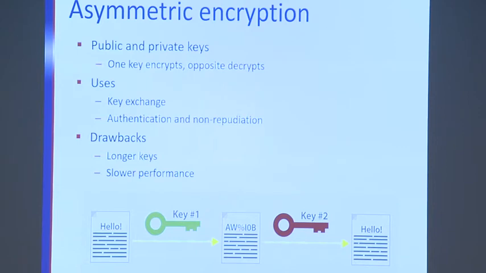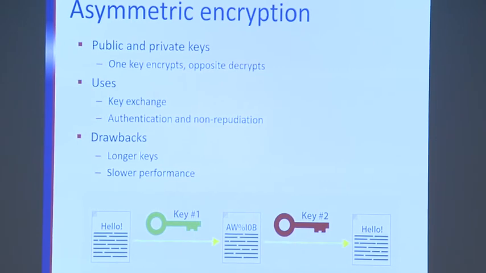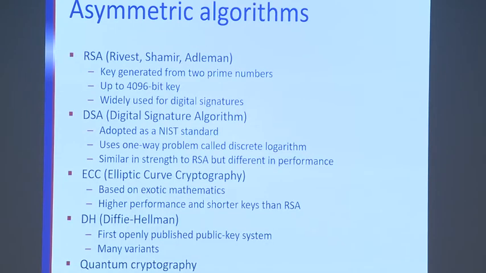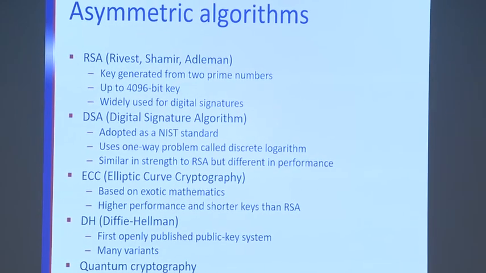The problem that we have with asymmetric is that it has longer keys and slower performance, which means that if I've got bulk data that I want to send back and forth, it's better to use a symmetric algorithm, because it's 1,000 times faster in encrypting the data and decrypting it at the other end. If I spent all of my time using asymmetric, it would take a much longer time to encrypt and decrypt our messages.